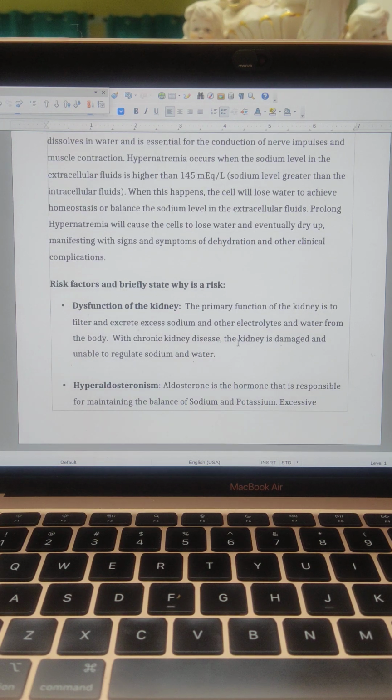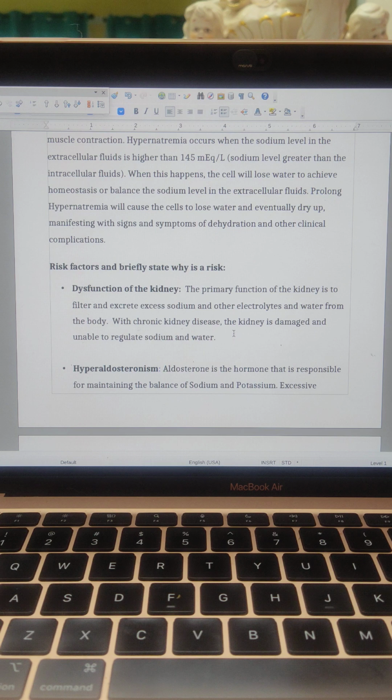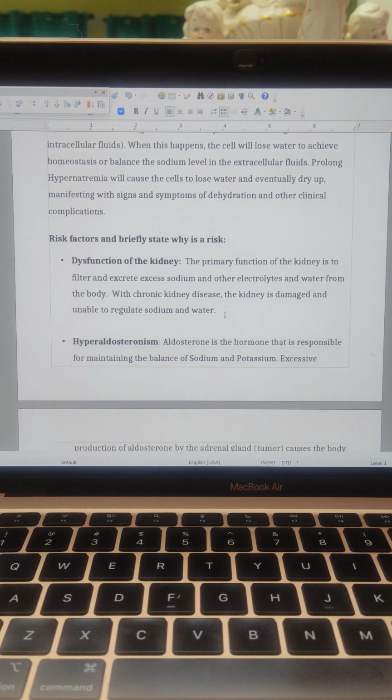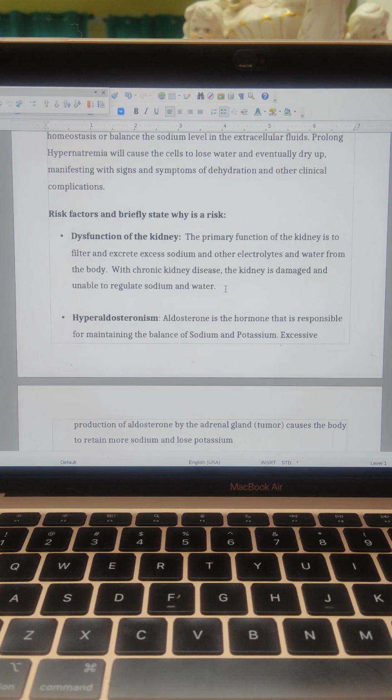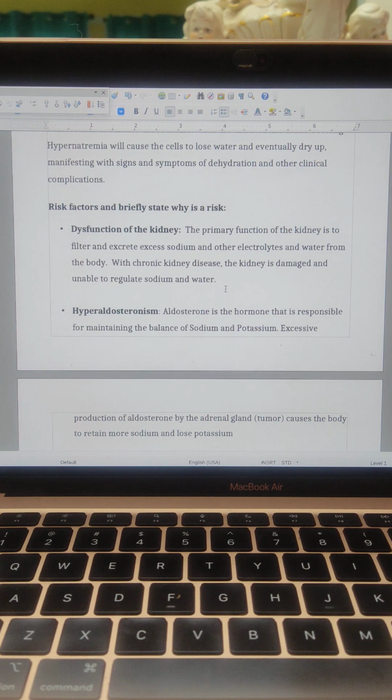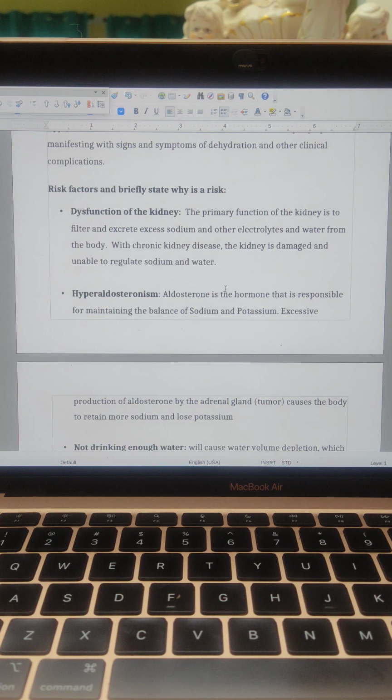Major risk factors for hypernatremia include dysfunction of the kidney. So the primary function of the kidney is to filter and excrete excess fluids and other electrolytes and water from the body. With chronic kidney disease, the kidney is damaged and is unable to regulate sodium and water, which will lead to hypernatremia.